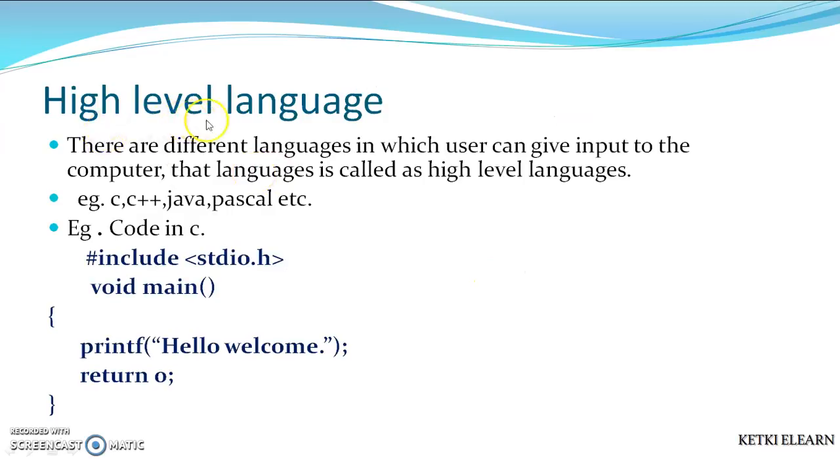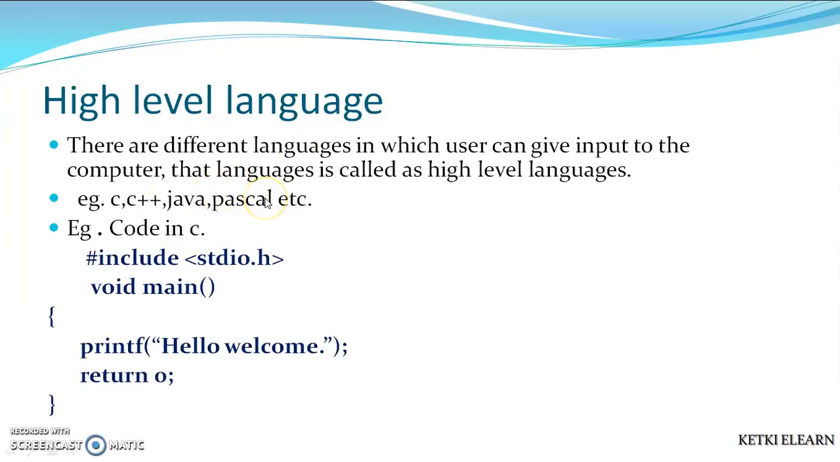First language is high level language. So what is a high level language? There are different languages in which user can give input to the computer. That language is called high level language. Means what? User can give input in C language, C++ language, Java language, Pascal language, etc. Okay, so this is a high level language.